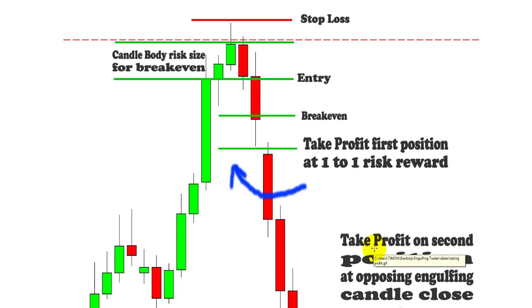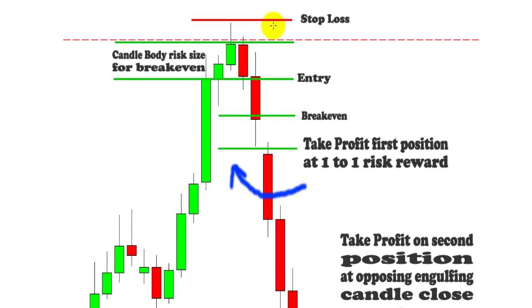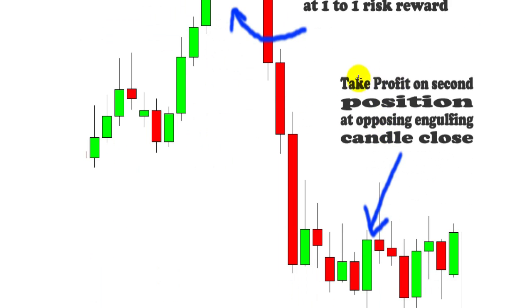Here's an example of it. Your stop loss is above, right? This is the sell signal. Candle body risk size for break even. Entry, break even. Now, like I said, break even's optional. You take profit on the first position at 1-to-1 risk reward. As you can see, this is about 1-to-1 to this. And the second position, you take profit at the opposing engulfing candle close. As you can see, it's right here.